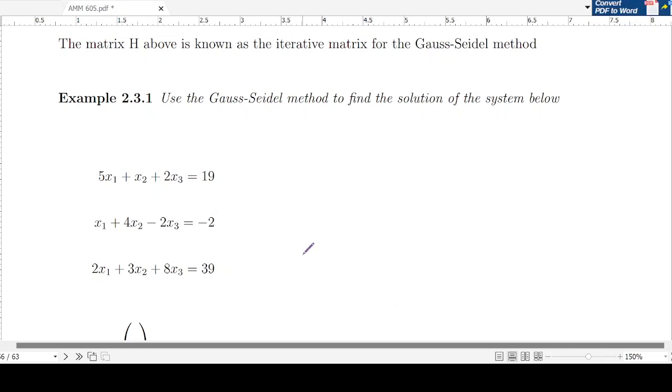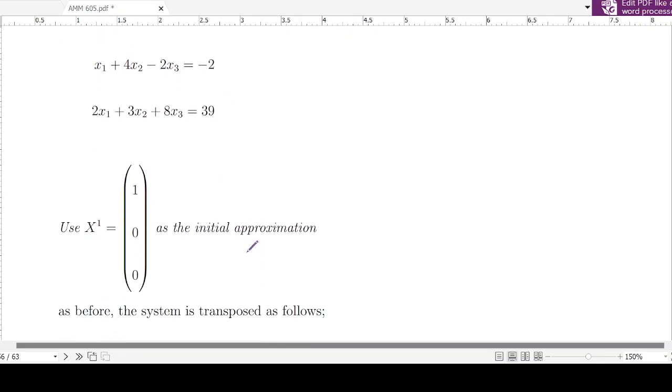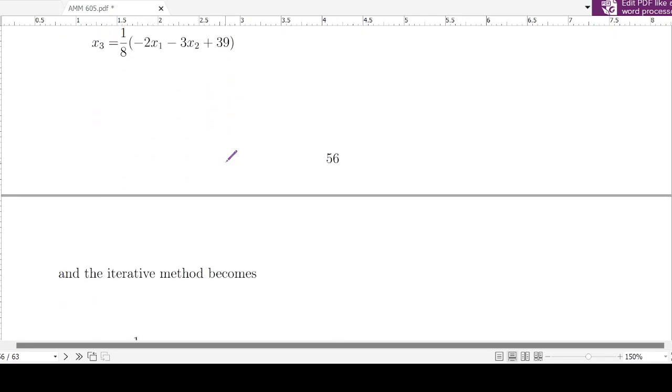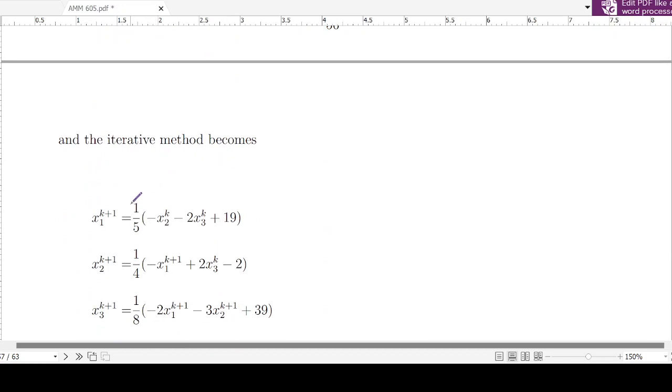So, just like the Jacobi method, we make x1 the subject from the first equation, x2 the subject from the second equation, and x3 the subject from the third equation. If we do this, we have the equivalent system here, and we set up the iterative procedure. You see now, for a given approximation xk, we can compute xk plus 1.